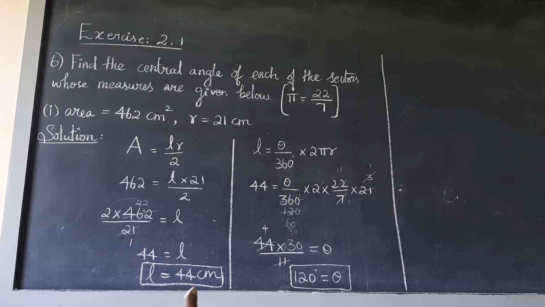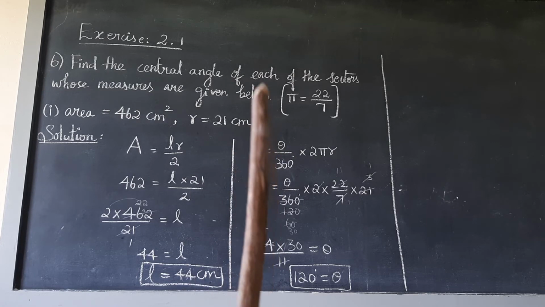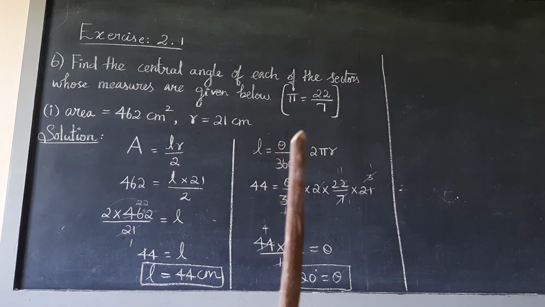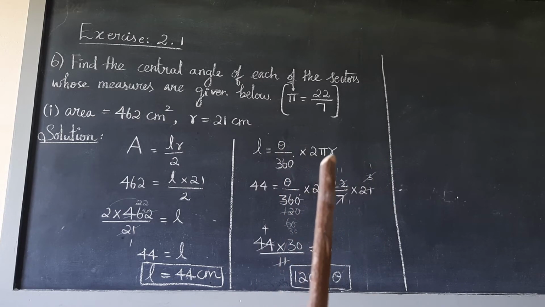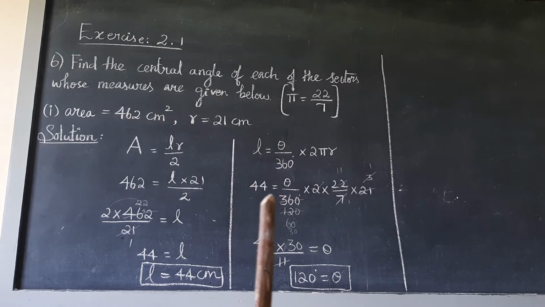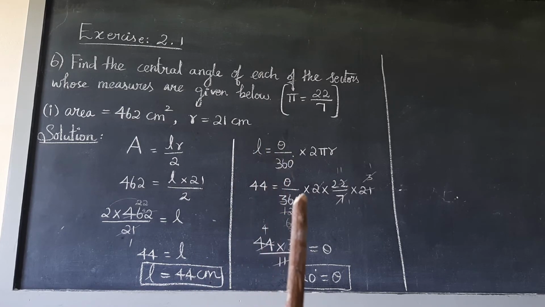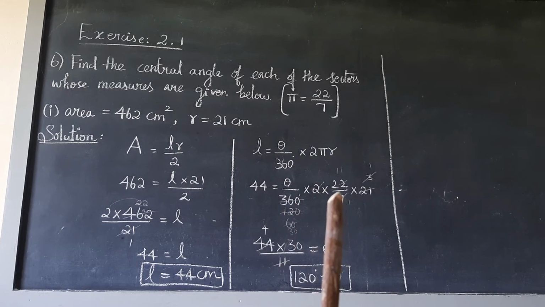So now L is found. After finding L, we can easily find the central angle. Substitute the L value. Write the length of the arc formula: L is equal to theta by 360 into 2 pi r. What is L? 44. So 44 is equal to theta by 360 into 2 into pi value.